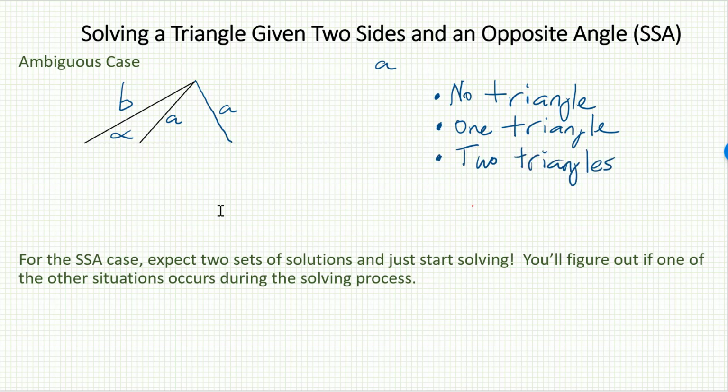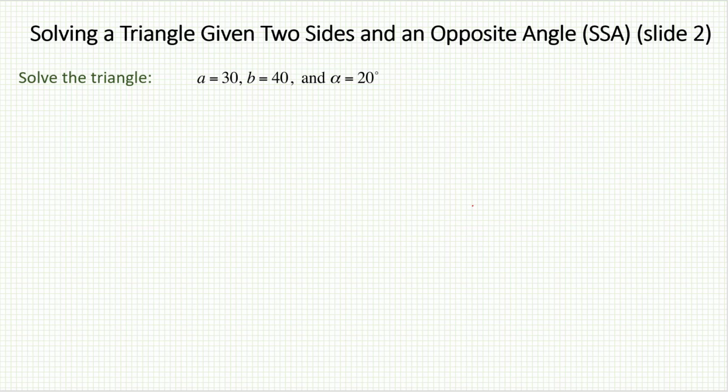Well, when you're given this SSA case, it's hard to know which of these situations is going to happen at the beginning of the problem. And so here's what we'll do. We will expect two sets of solutions. In other words, when we see SSA, we'll figure, oh, this is that ambiguous case. I bet we're going to get two triangles. We'll start solving. If it turns out to be one of the other situations where there's only one triangle or where there is no triangle at all, we'll figure that out during the solving process, and that will become clear during the examples.